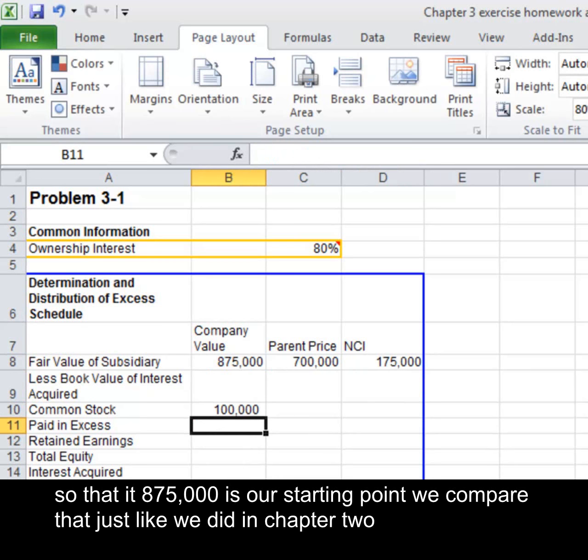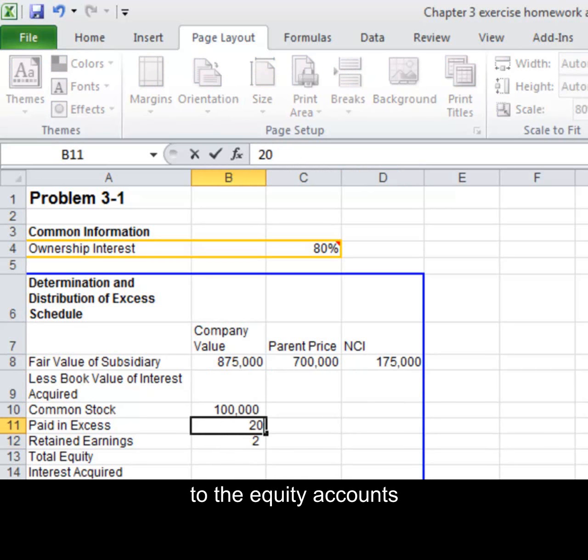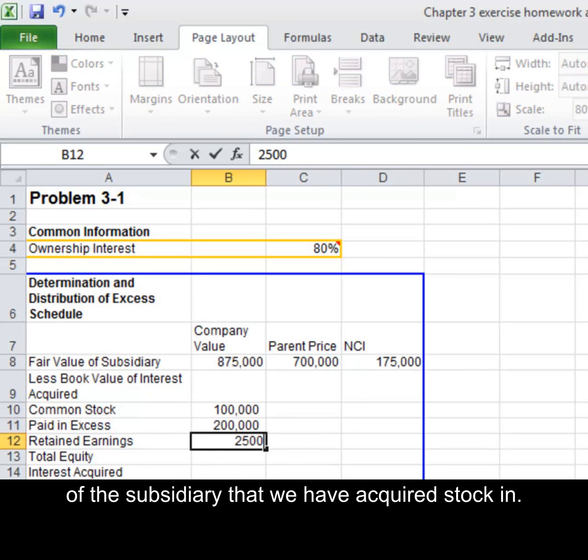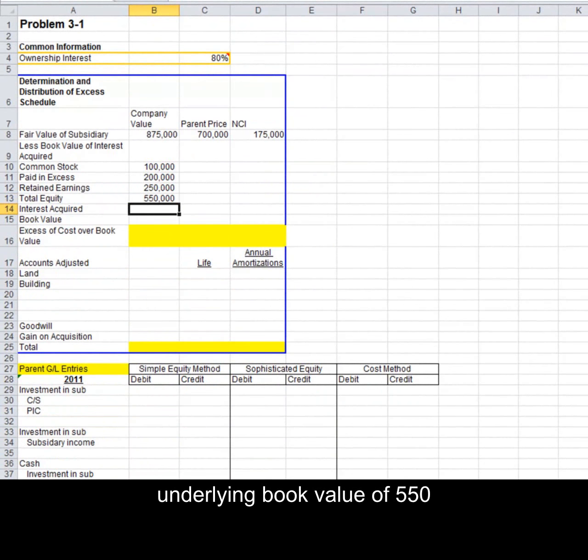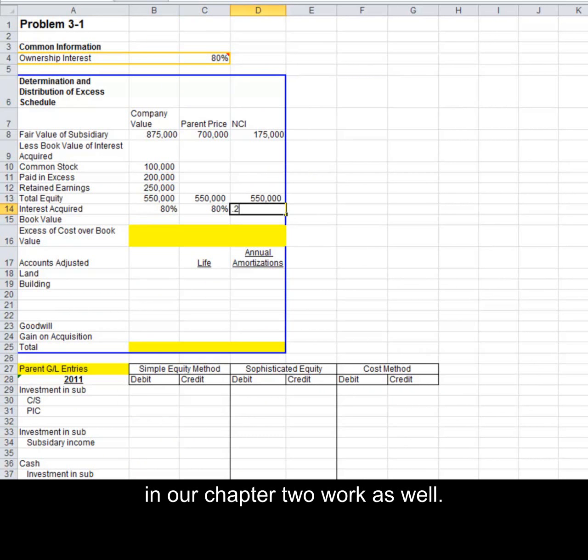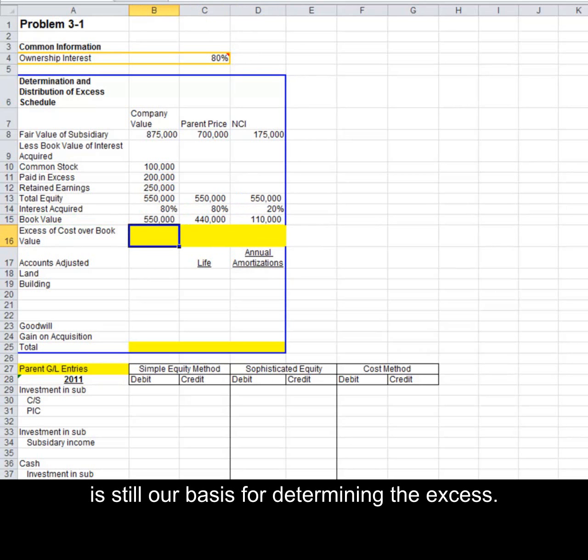We compare that, just like we did in Chapter 2, to the equity accounts of the subsidiary that we have acquired stock in. And we see in this case that there was total underlying book value of $550 for the 80% interest that was acquired. And we're going to then allocate that $550 to the two pieces that we saw in our Chapter 2 work as well. So we're going to allocate 20% to the non-controlling interest and 80% to the parent, and the total is still our basis for determining the excess.